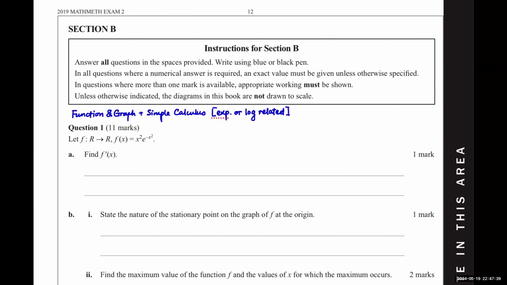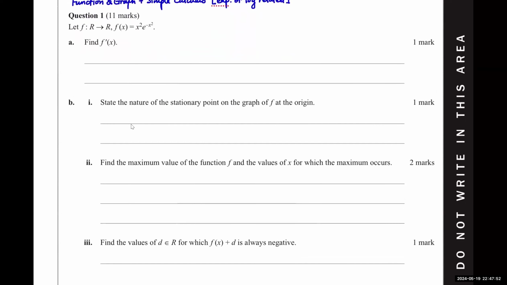So let's come back to the 2019 Math Methods Exam 2, Section B. There are 5 extended response questions, totally worth 60 marks. So question 1, 11 marks. Around this question, we are talking about f of x equals x squared times e to the power minus x squared. So part A and B, well, we have 4 subparts.